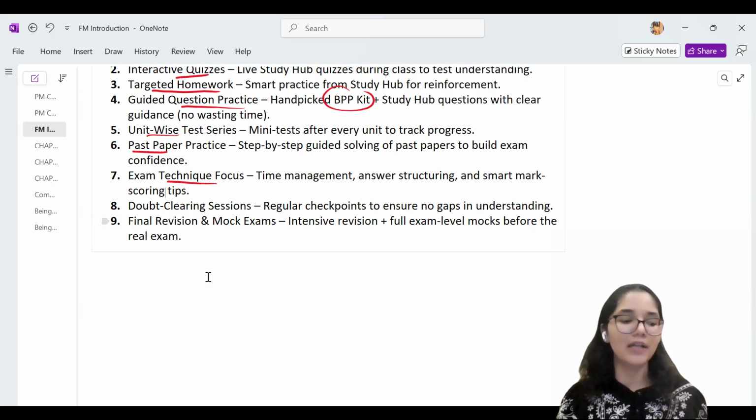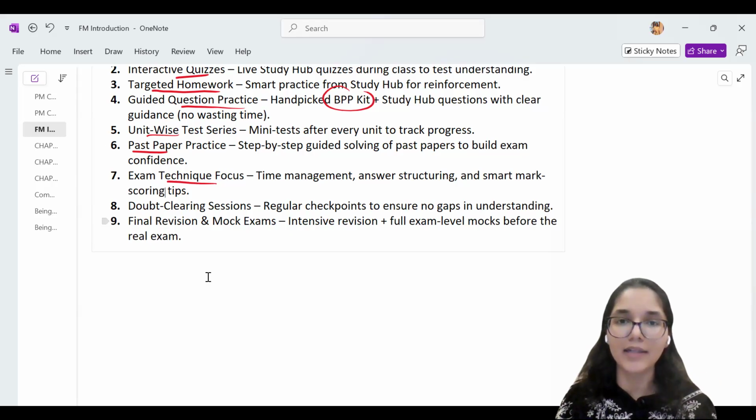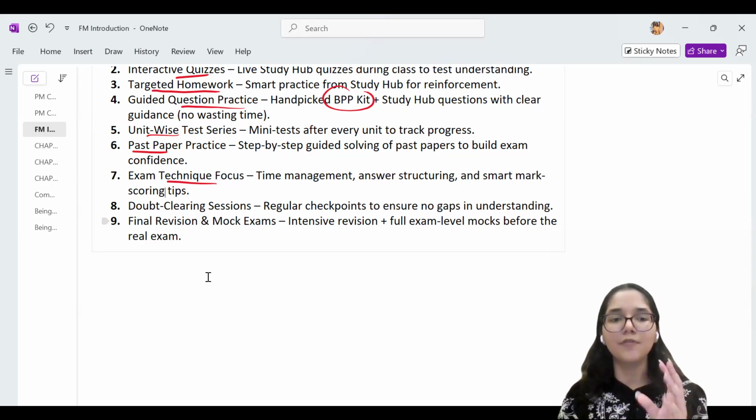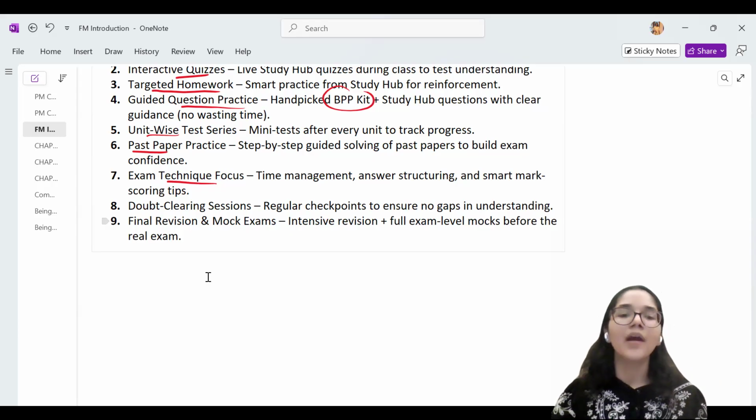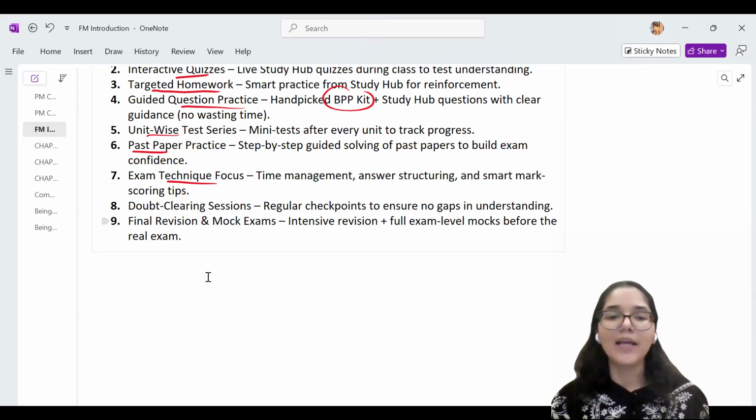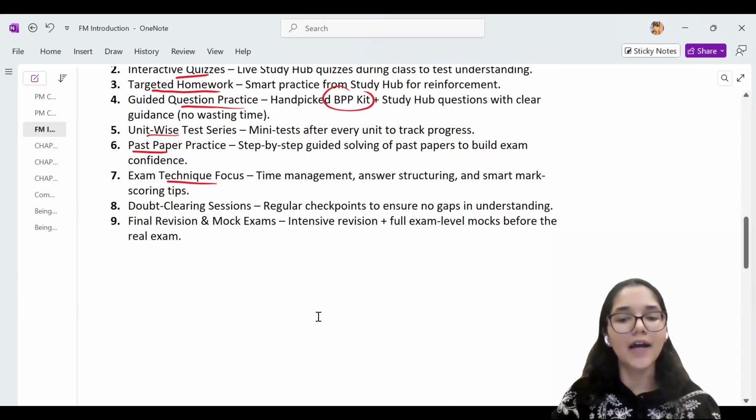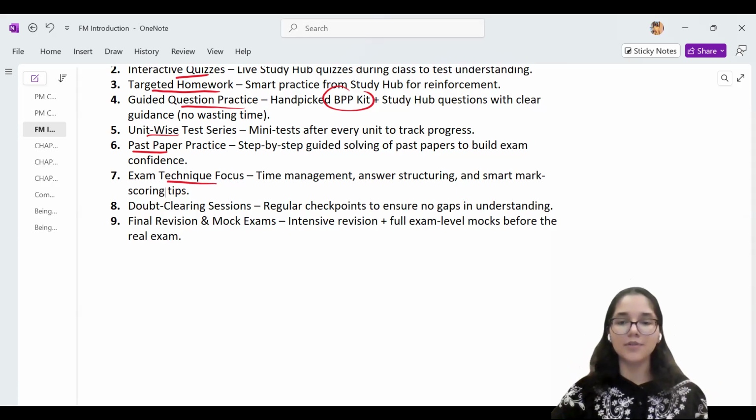Whatever doubts you people have, I will keep resolving those queries over WhatsApp. And if needed, we will also have sessions to clear up your doubts so that there are no gaps in your understanding. Then ultimately, we will be having a final revision along with the mock exam. So we will revise each and every chapter from the syllabus together.